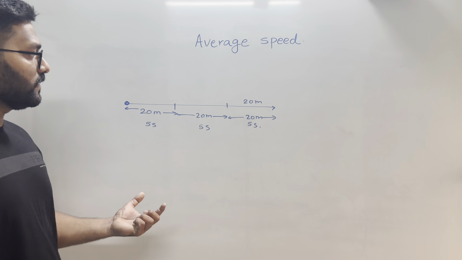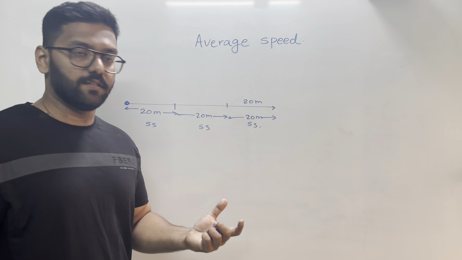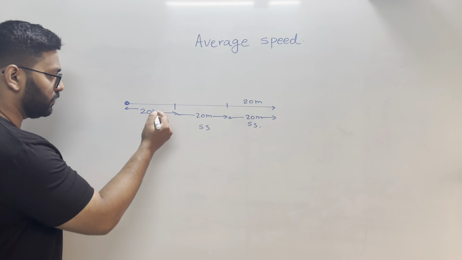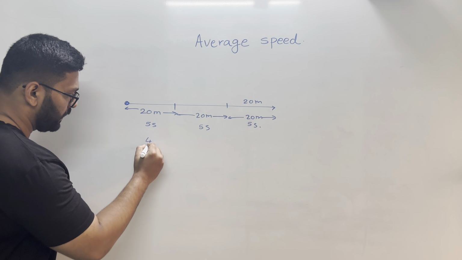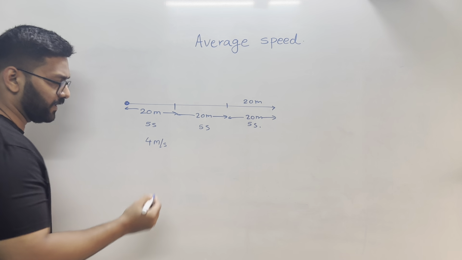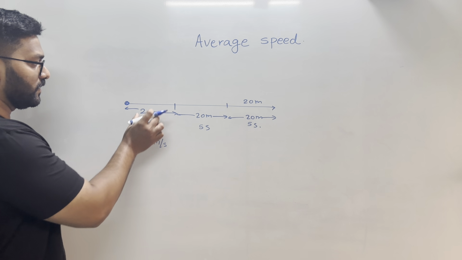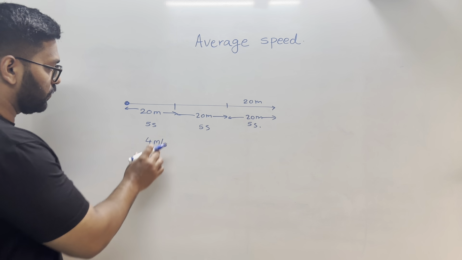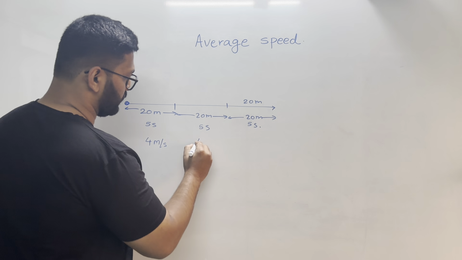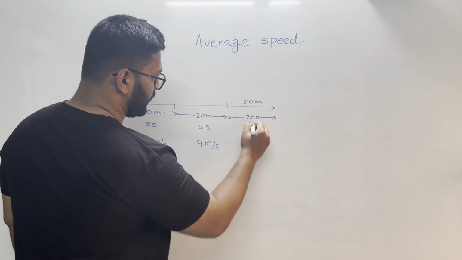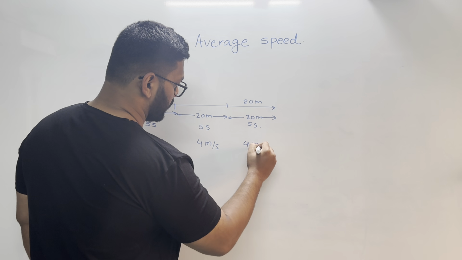In such a case, we say that it has a constant speed, because if you take the ratio, 20 meters by 5 seconds, it is going to be 4 meters per second. That is the speed. The speed is distance divided by time. So it is 4 meters per second. 20 by 5 is again 4 meters per second, and 20 by 5 is again 4 meters per second. So in each interval you can see the speed is constant.